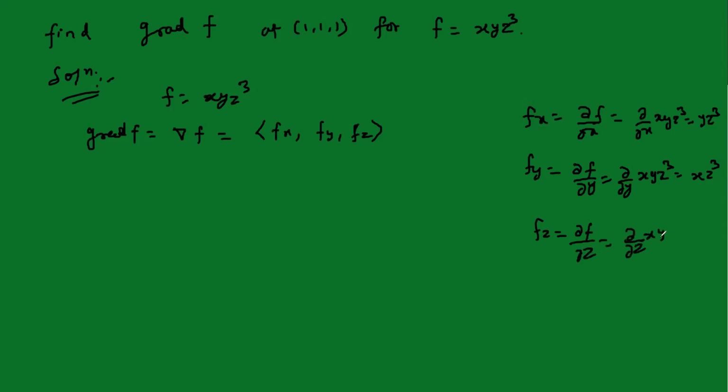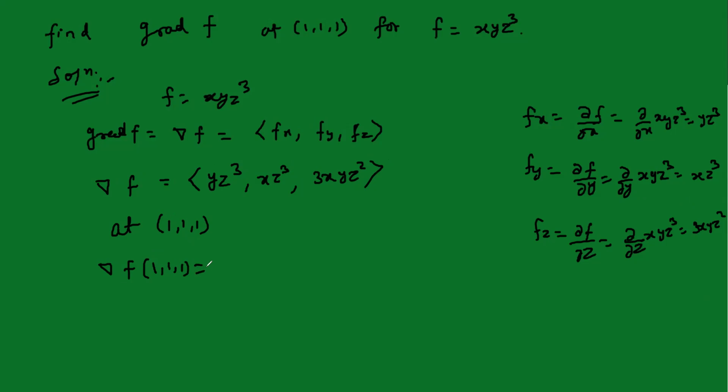So how can you incorporate that vector that you put there, 1, 1, 1? I'll tell you. First find this. So 3xyz squared, right? Put here. Fx is what? yz cubed, xz cubed, 3xyz squared, right? Now at point 1, 1, 1, you can write 1, 1, 1.